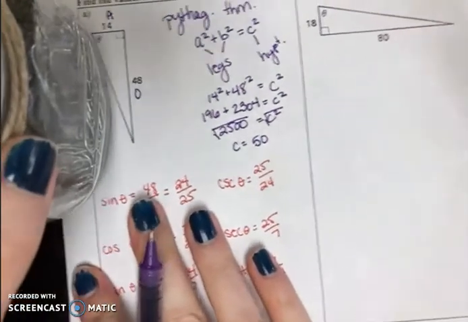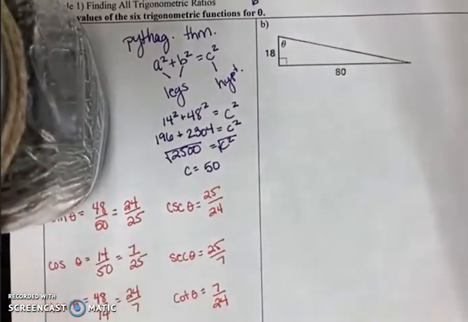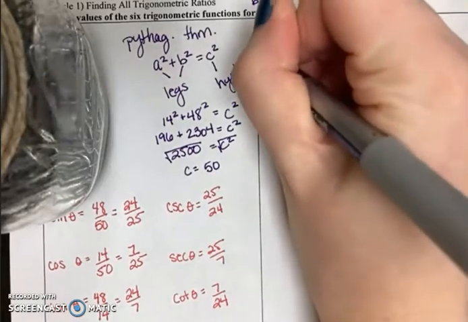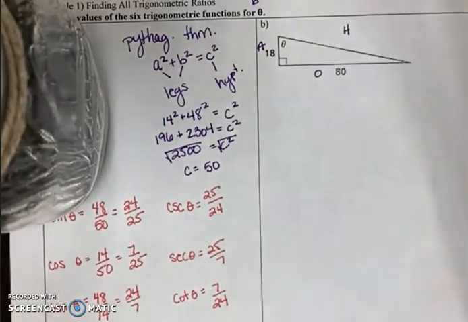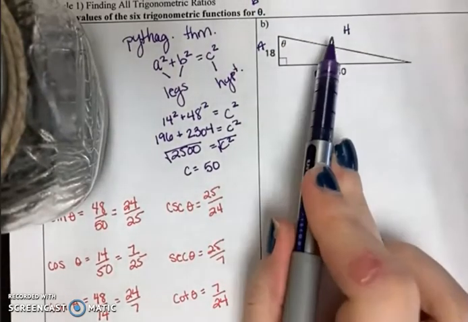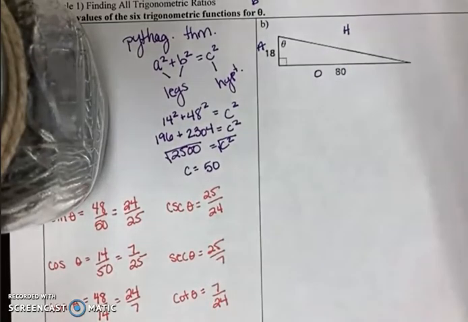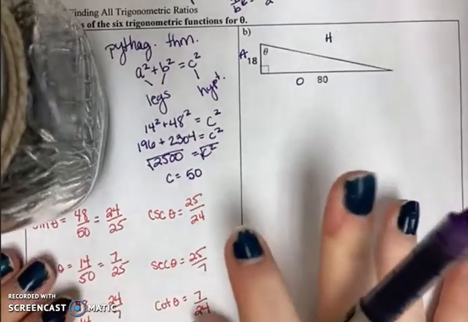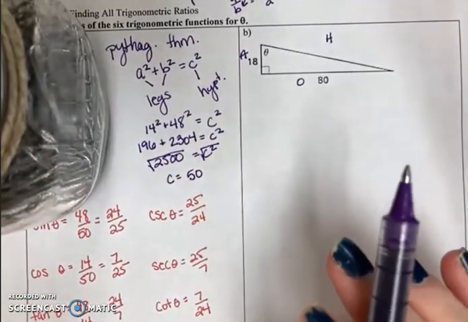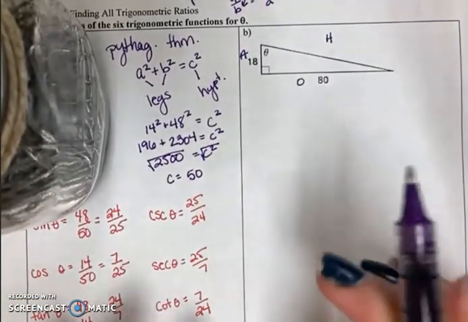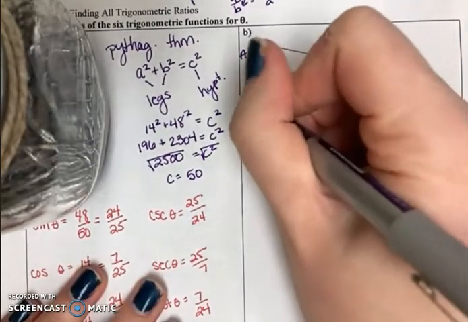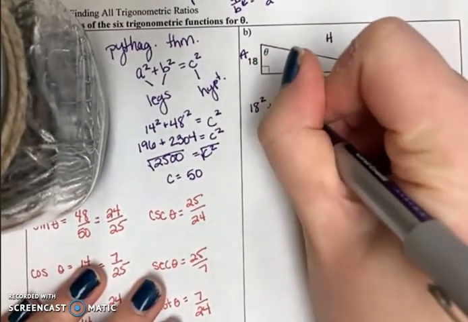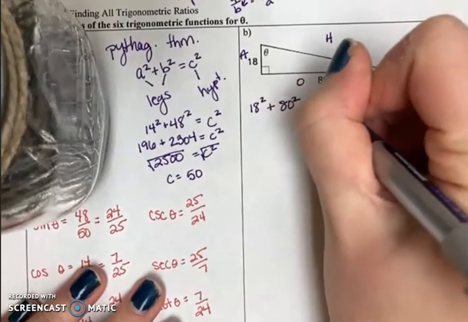Part B, once again, we're trying to find all 6 trigonometric functions. This is my reference angle, so I have opposite, adjacent, and I am missing the hypotenuse length. Sometimes I will give you the hypotenuse and you have to solve for one of the legs, so just make sure you're being careful of what we're trying to solve for here. Pythagorean theorem must be leg squared plus leg squared equals hypotenuse squared. So it is 18 squared plus 80 squared equals c squared.